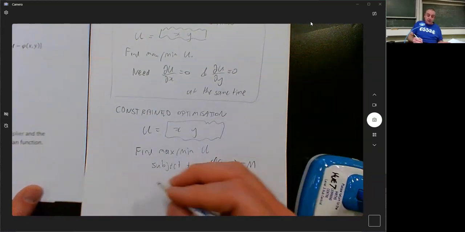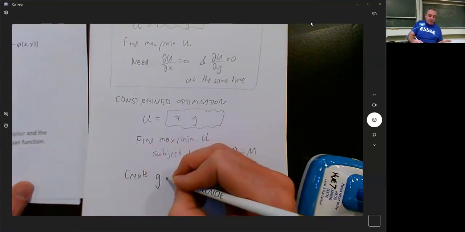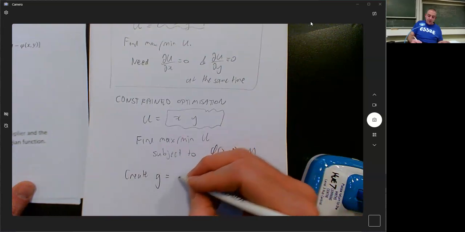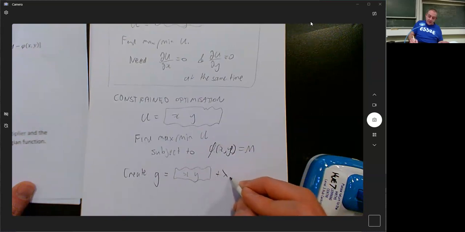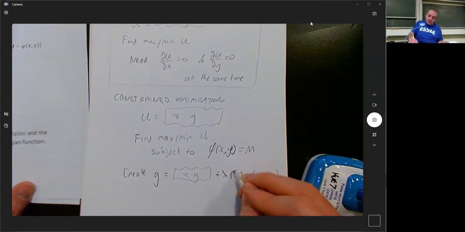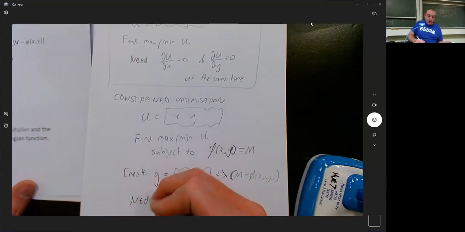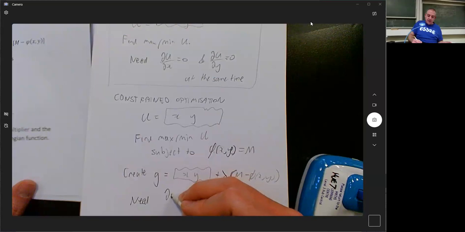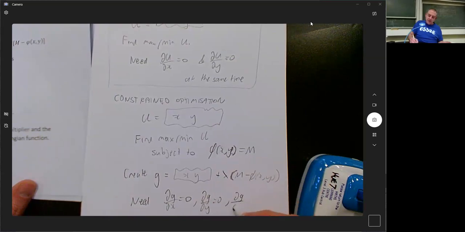And so what you're going to do is create a new function, which your lecturer has called g, which is your original function plus lambda times m minus this thing. So you have to make this equal to 0 and then sub that thing in here next to the lambdas. And then you need dg on dx to be 0 and dg on dy to be 0 and dg on d lambda to be 0.